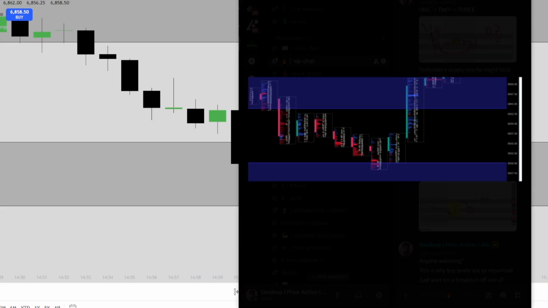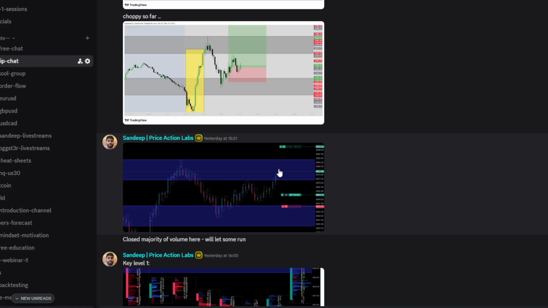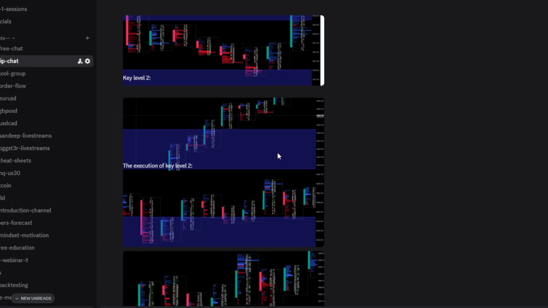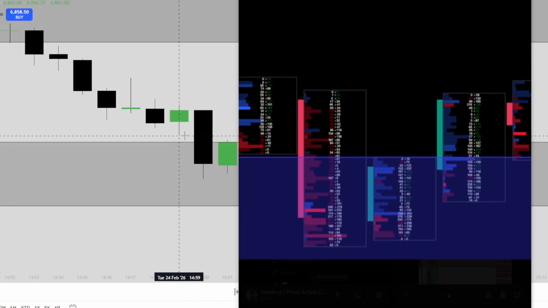Executions for this day were, here we go, 68, 62, or technically 63, let's say. And this was the execution at the key level. So here were the footprint charts, and we're going to get the footprint charts side by side with the candlestick chart. So let's break this down.